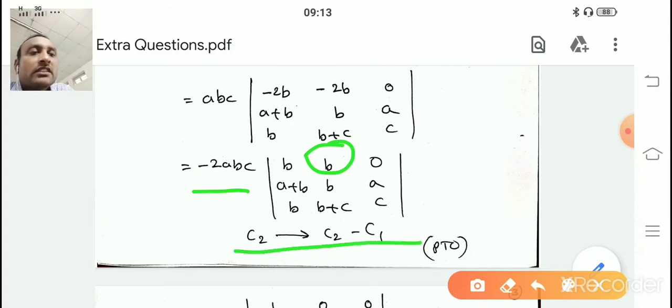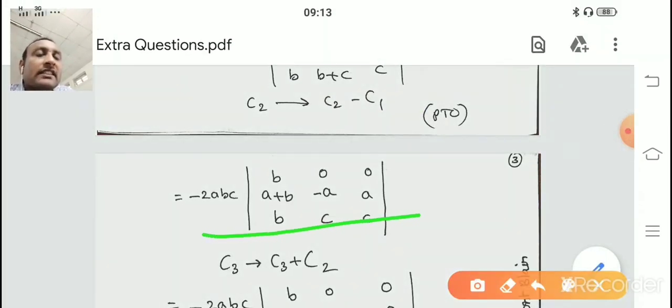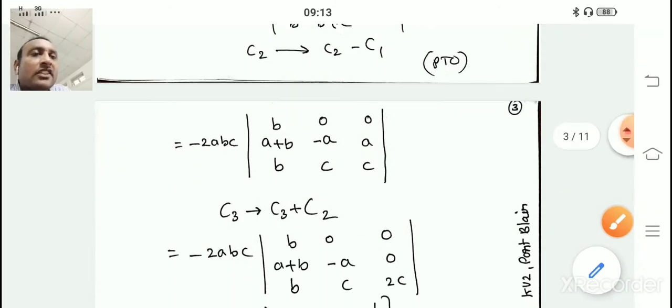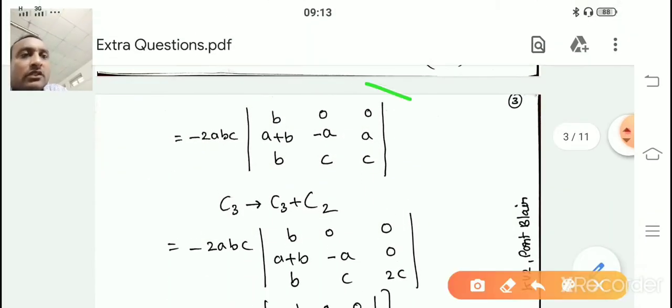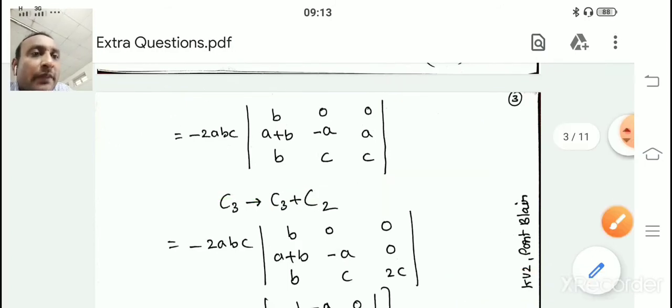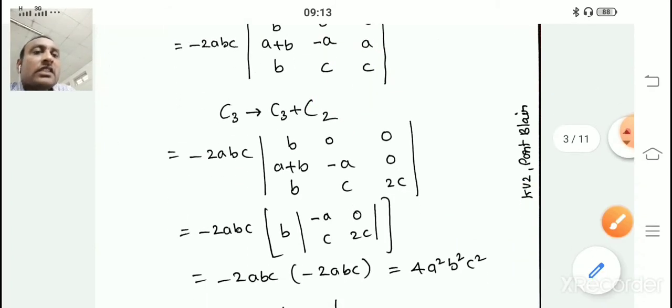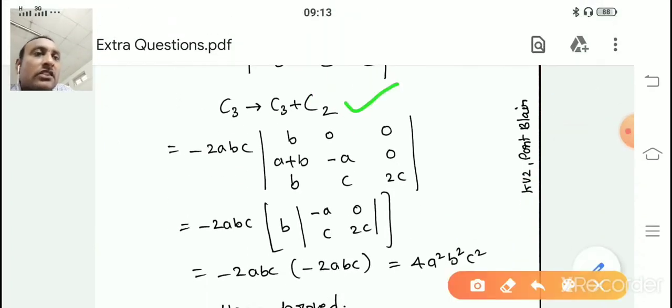So, C2 is C2 minus C1. If I do that, I get this as 0. That is why I am doing that. Do that, and then you get the answer like this. Once you get the answer like this, you can expand it, not a problem. Otherwise, you can do one more operation, because you see minus A plus A is there. Here, minus A plus A. C3 is C3 plus C2; if I add these two columns here it becomes 0.